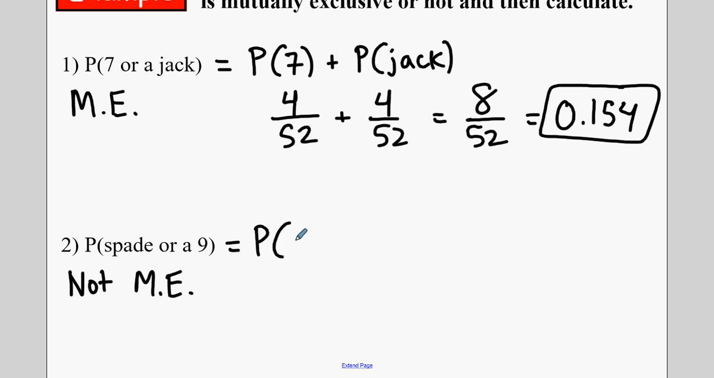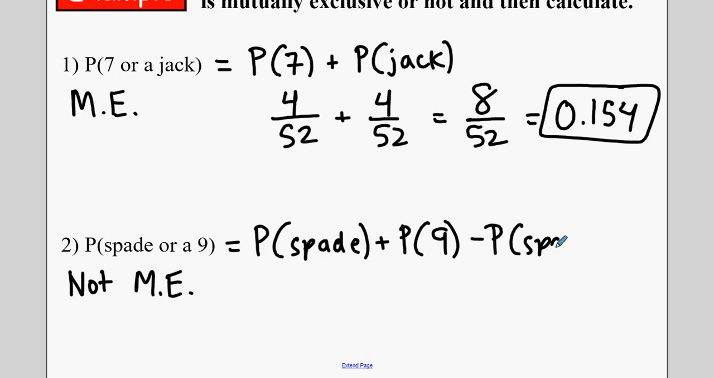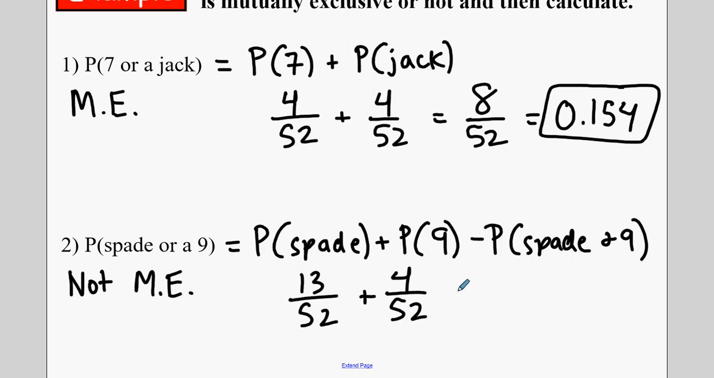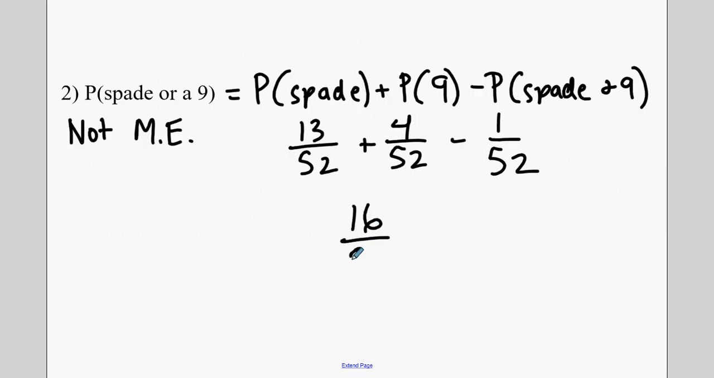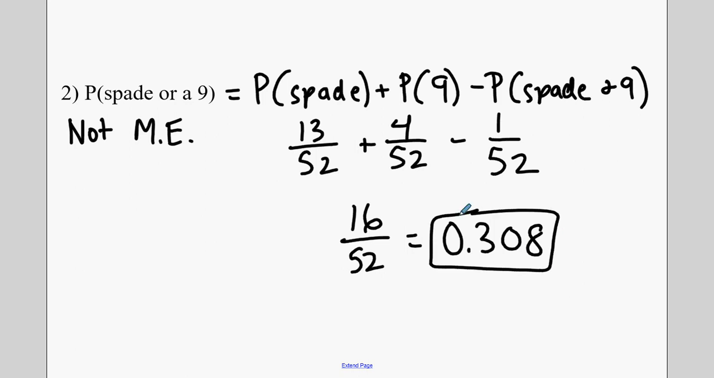The probability of a spade, or means add the probability of a 9, and I need to subtract off the spade and 9, the 9 of spades. The probability of being a spade, there's 13 out of 52. Probability of being a 9, there's 4 cards in the deck, and there's 1 card that's a 9 of spades, and we did this one earlier. All of these ones turn out to be the same type of calculation. 16 out of 52, just recalling from before, was our 0.308, 30.8% chance.